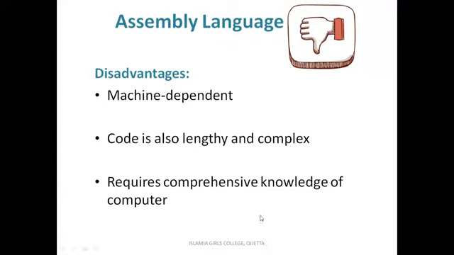And the last disadvantage you can say is that it requires comprehensive knowledge of the computer. Means you need to have detailed information about the hardware or the computer for which you are writing the code.